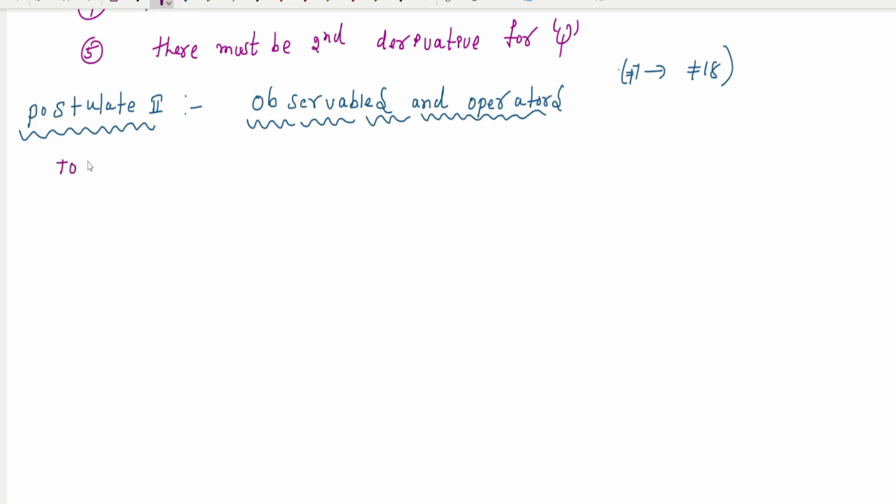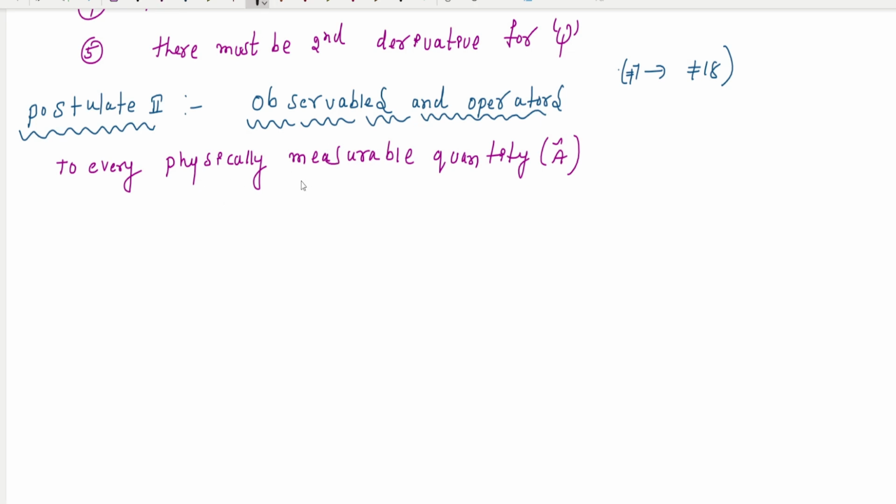To every physically measurable quantity. Here I'm going to give one clarity, and that is physical measurable quantities.